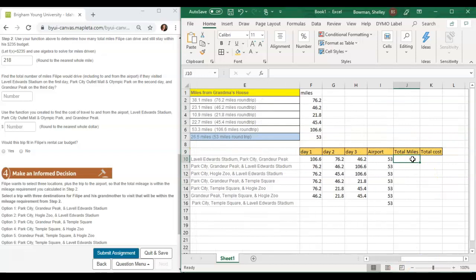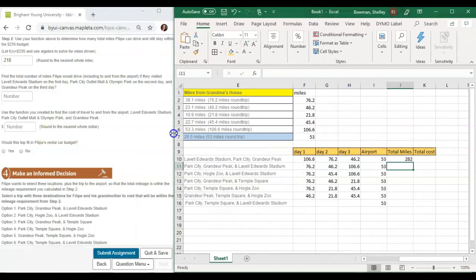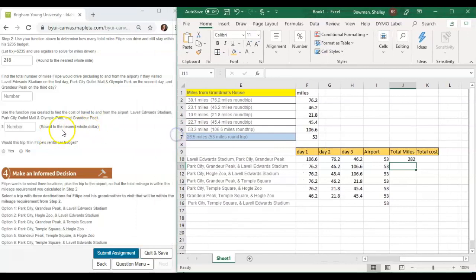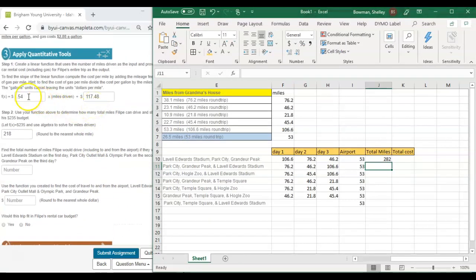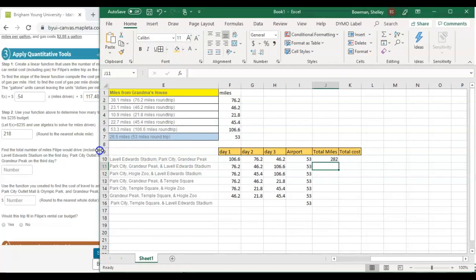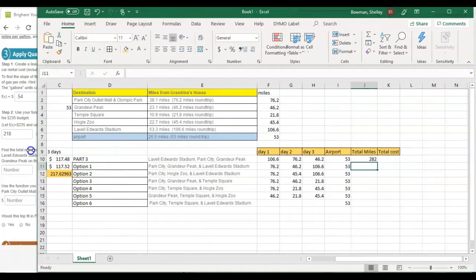All right, now to find the total miles, I can type in the sum formula. You can also do the auto sum up here, either way, so that it calculates the total miles. And then it's asking for the nearest whole dollar, so we want the total cost on this as well. So we have our formula up here of 54 cents times the miles and add 117. Since I have those over here in my spreadsheet, I'm going to go ahead and cell reference those to find the total cost. I'm going to need to make this a little bigger.